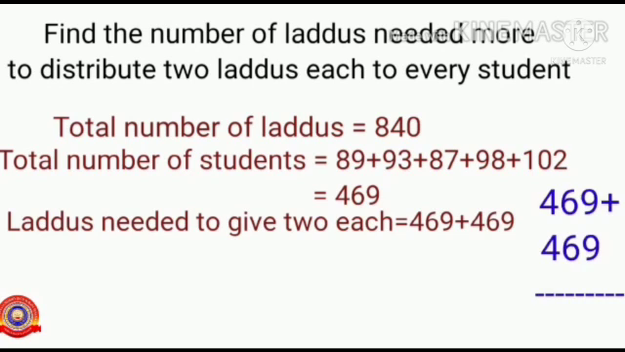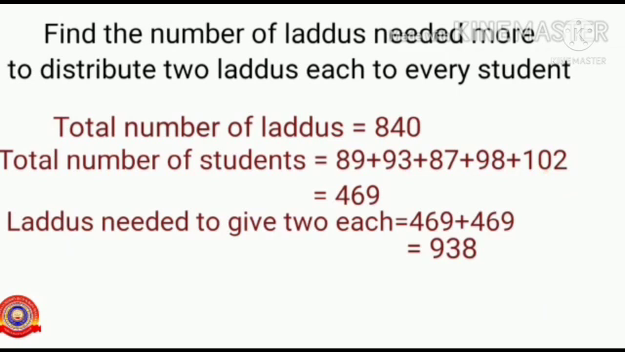9 plus 9, 18. Right? 8 here, 1 carry over. 6 plus 6, 12. 12 plus 1, 13. Right? 3 here, 1 carry over. 4 plus 4, 8. 8 plus 1, 9. So, laddus needed to give 2 each equals 938.